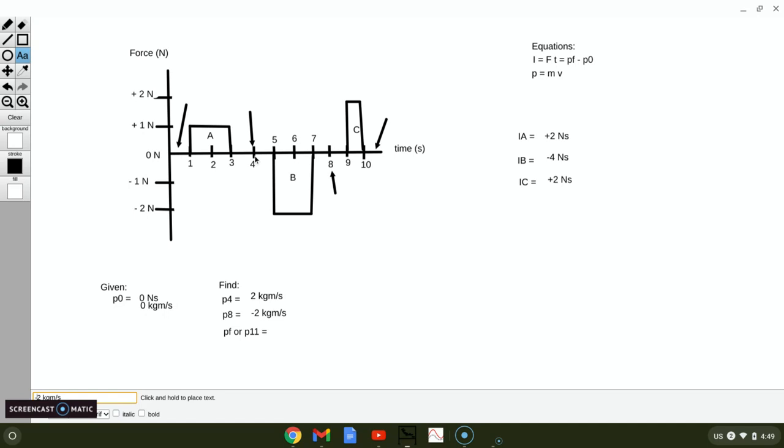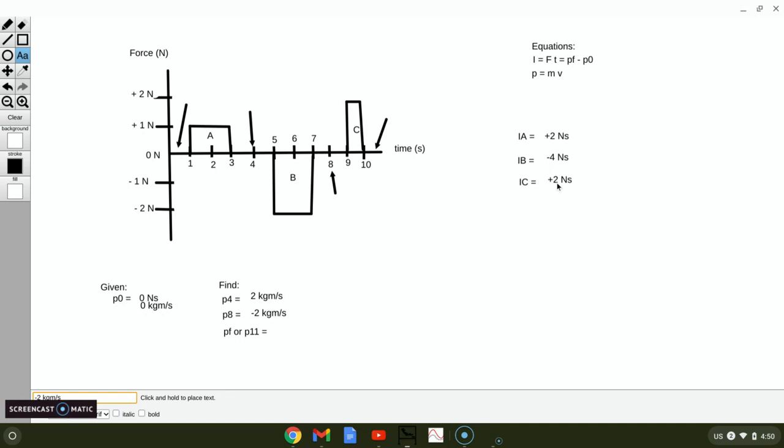Again, why? Our value here is positive 2. It undergoes a change of negative 4. So positive 2, change it by negative 4, so just subtract 4, makes it negative 2. Okay, so our value at 8 is now negative 2. And it is going to undergo another change of momentum, this impulse here at C. And its impulse is a change of positive 2.